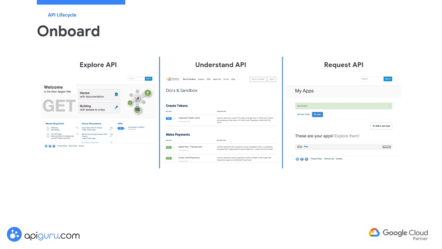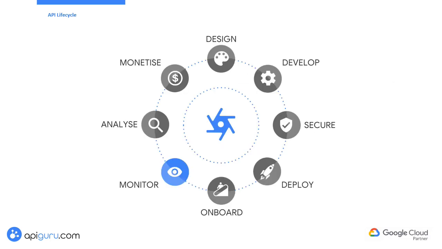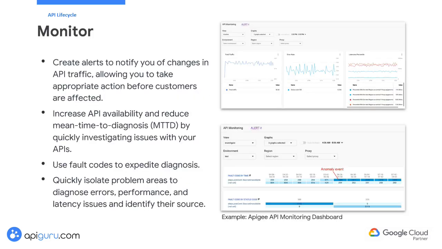A developer portal fosters a sense of community and support. Forums, FAQs, and contact support options can help developers troubleshoot issues and share insights. Once developers are onboarded, the focus shifts to monitoring your API. Continuous monitoring ensures the API remains operational and performs well over time.